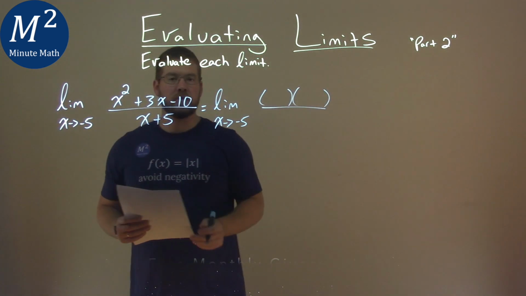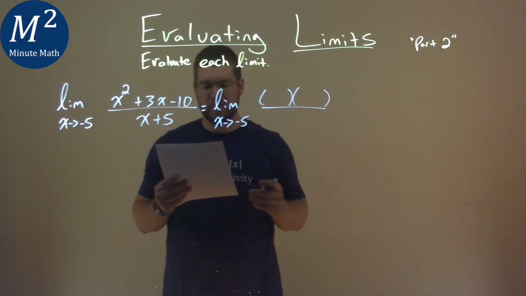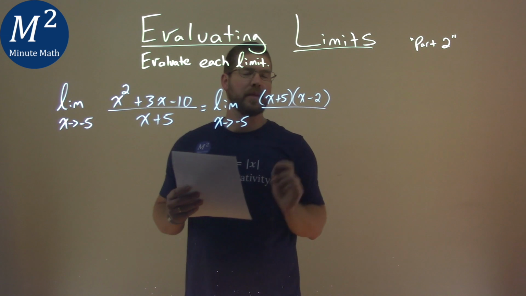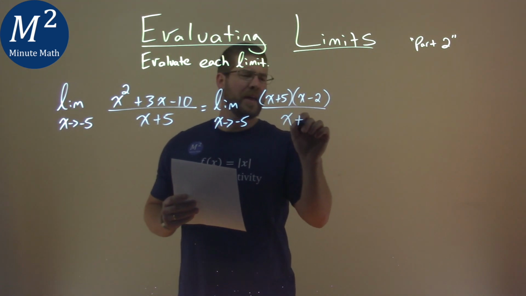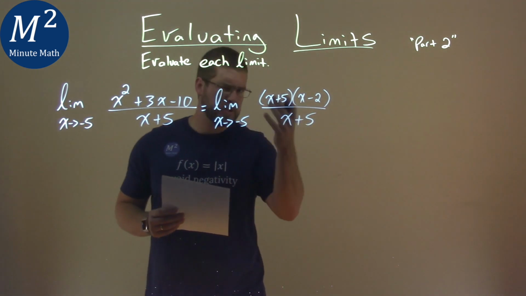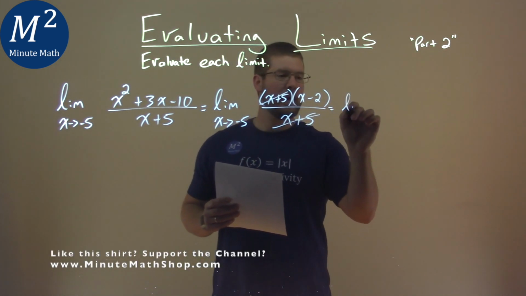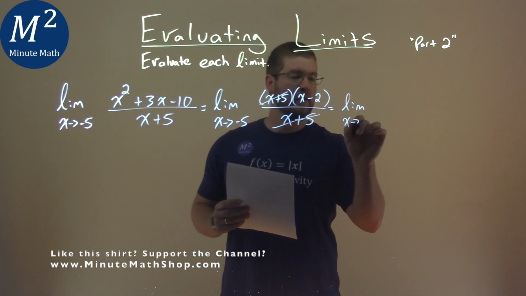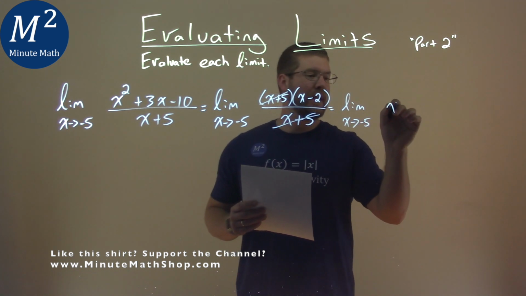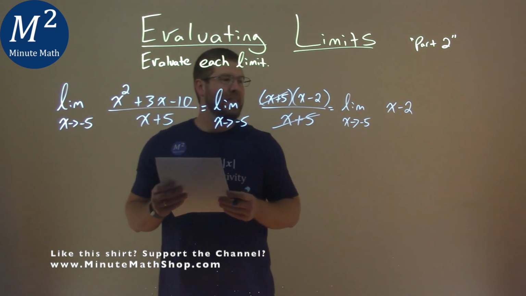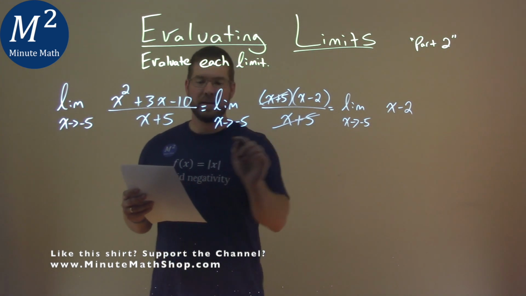Well, what two numbers multiply to be negative 10, but add to be positive 3? And that's a positive 5 and a minus 2. Which is good, because we want the x plus 5 to cancel out, which it does. The x plus 5's cancel here, and we're left with the limit as x approaches negative 5 of that x minus 2 that's in the numerator. It is at this point we can take the limit.